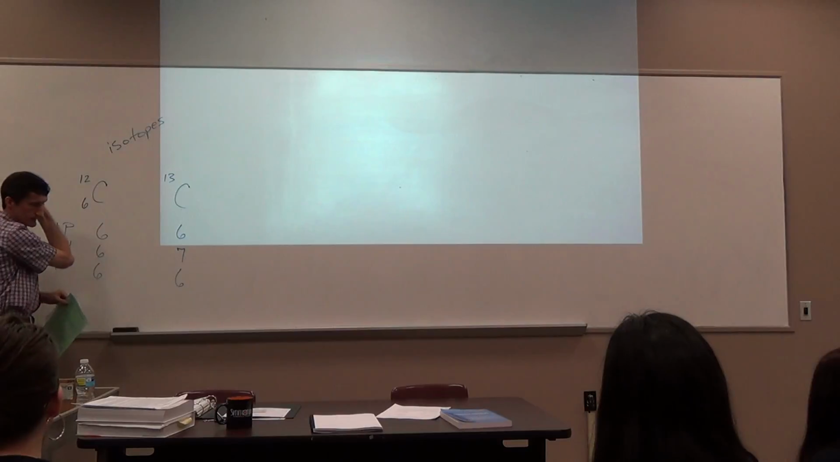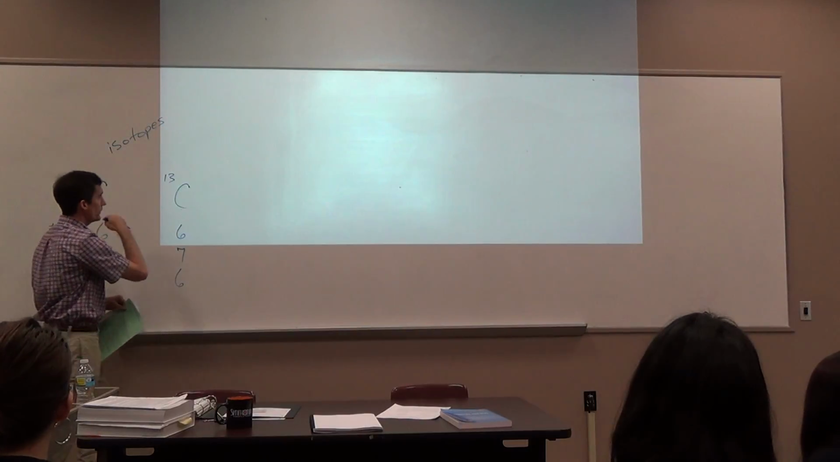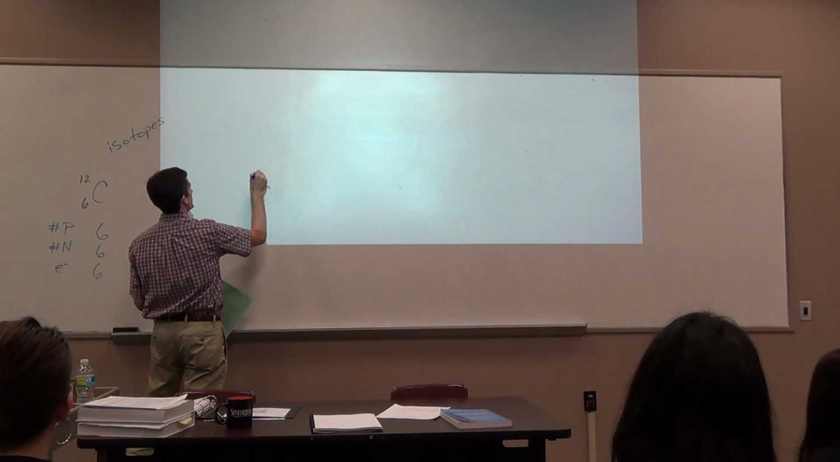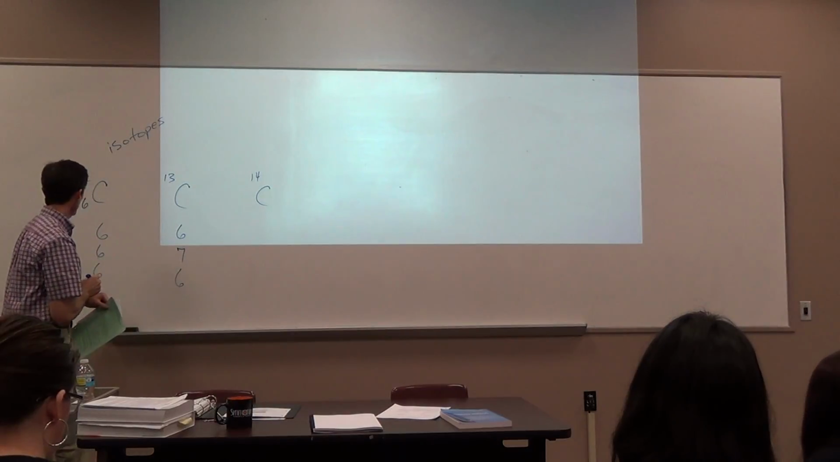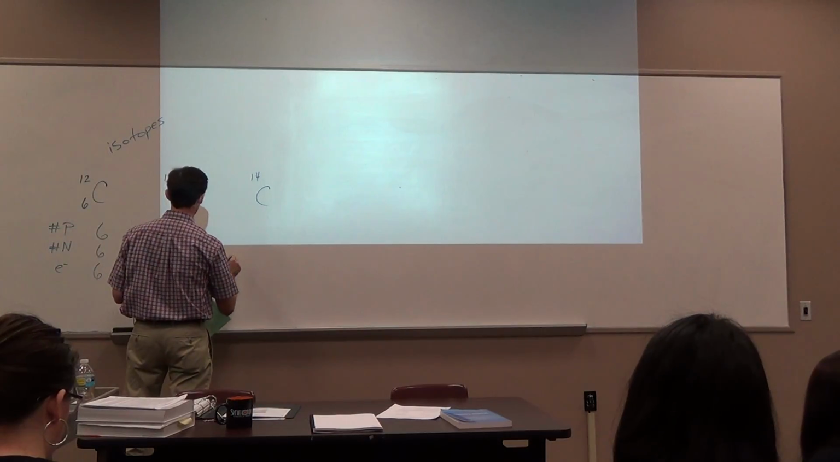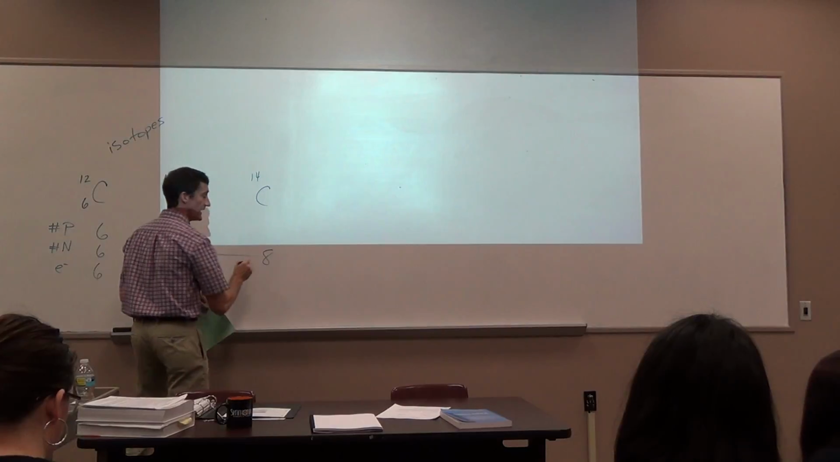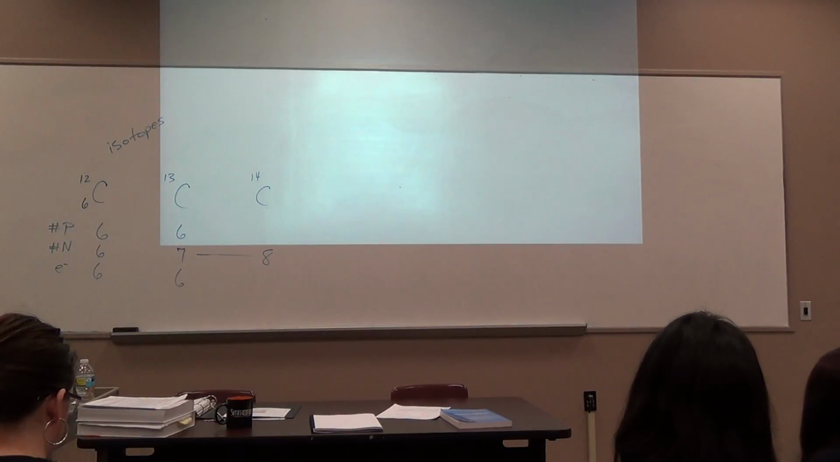So C13 is an isotope. What else do we have? C14. What's the difference? One more neutron. What's that, eight? Yes, eight neutrons, one more neutron. Isotopes vary by number of neutrons.